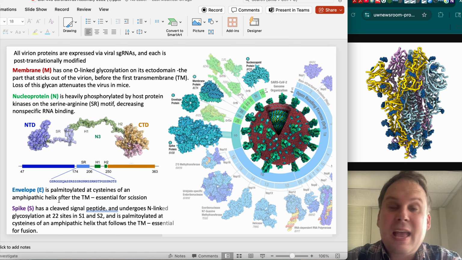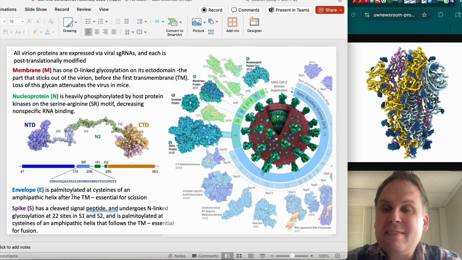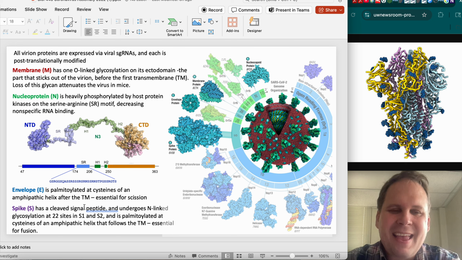E protein is going to be palmitoylated, which means we're going to add a palmitic acid, a little fatty acid, to the tail on some cysteines right after it goes through the membrane. And that's exactly what happens to spike as well. Spike also gets palmitoylated on cysteines just after the transmembrane.